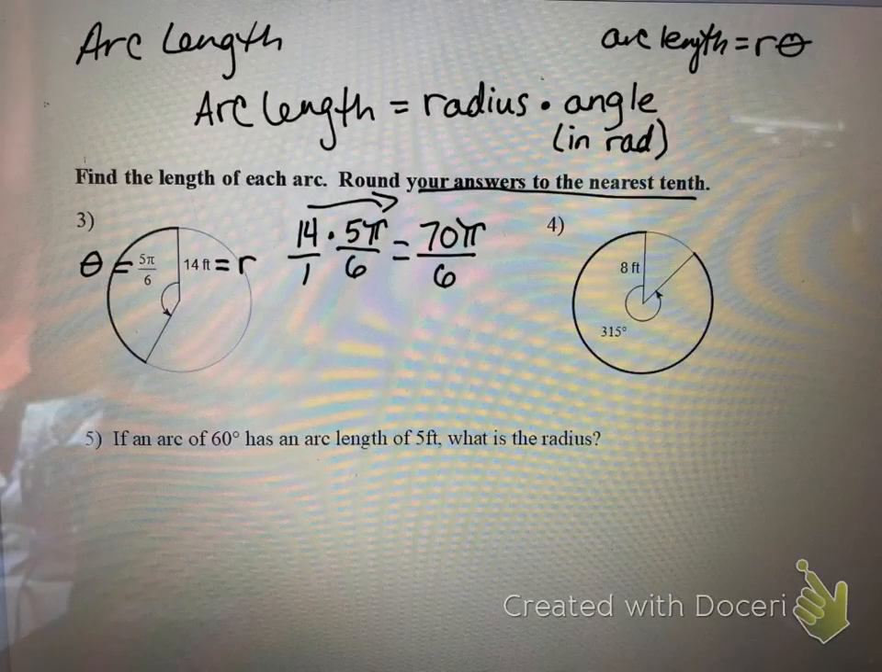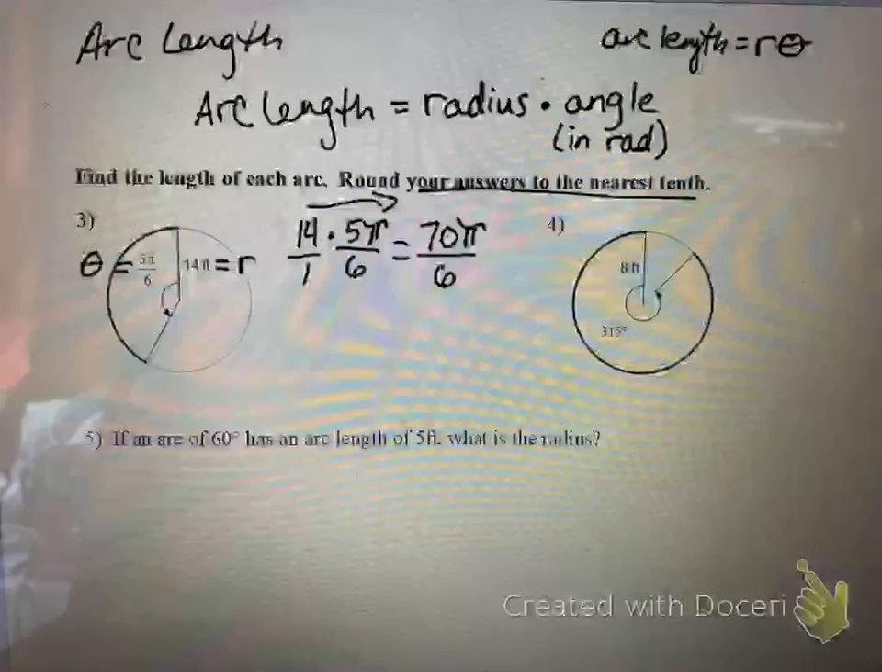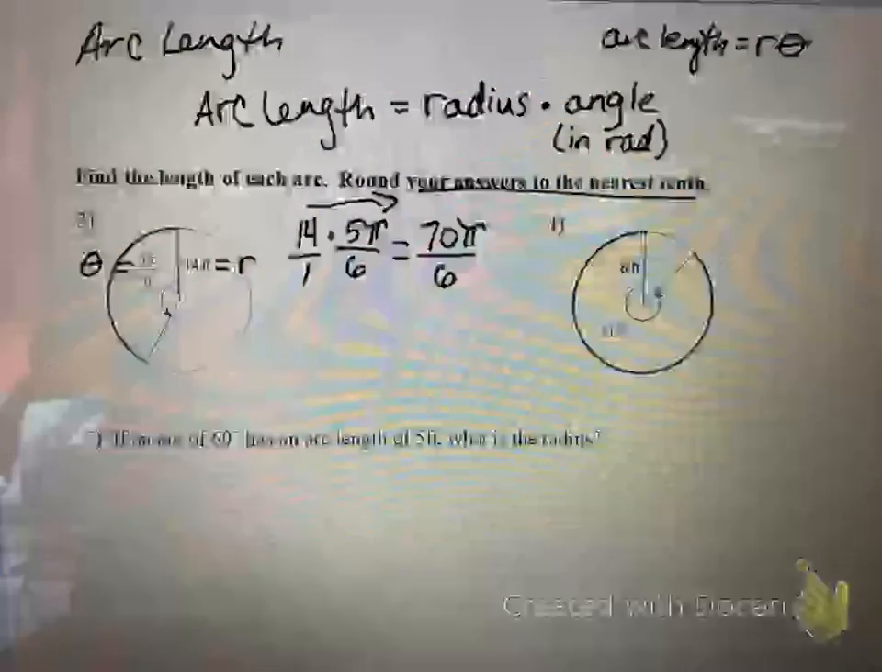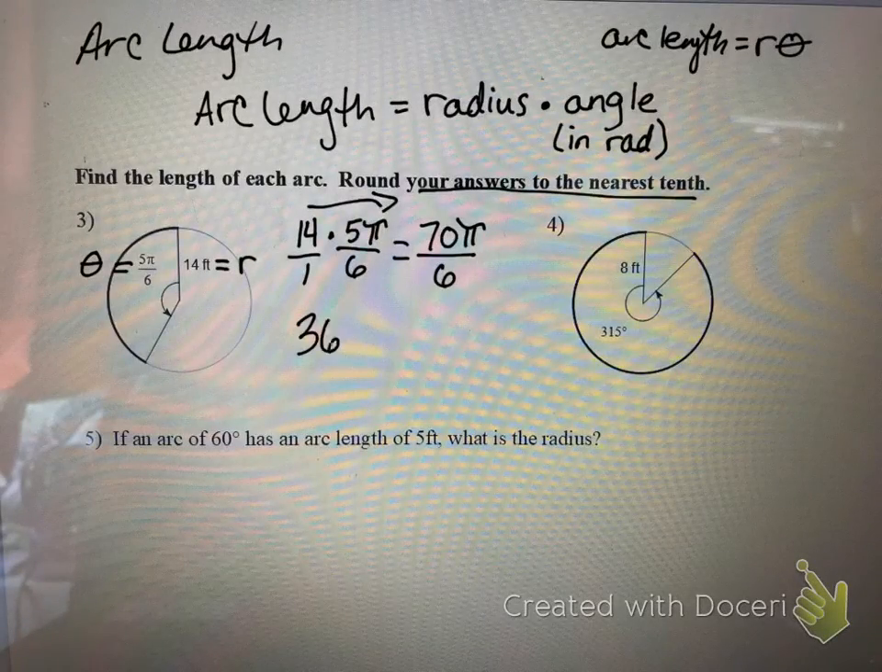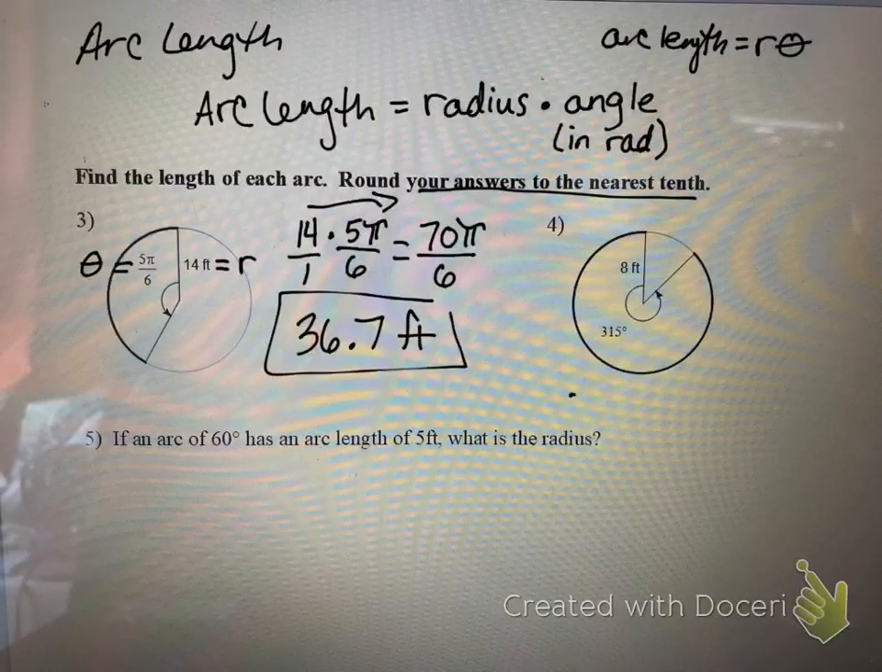So we're going to do 70 times 3.14, or you can use the pi button on the calculator, and then divide that by 6. So when we do that, we end up with 36.7, oops, not degrees, feet. So that would be the length of the bolded arc right here.